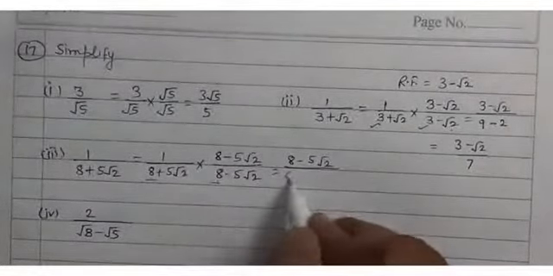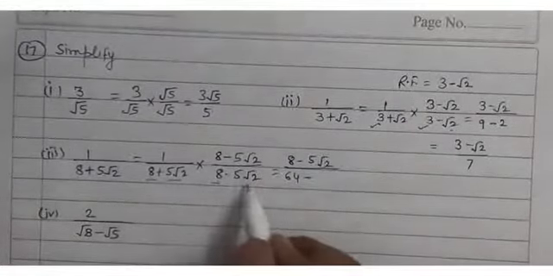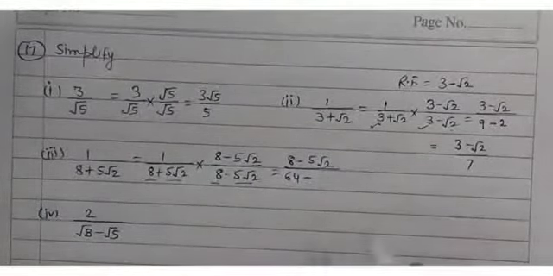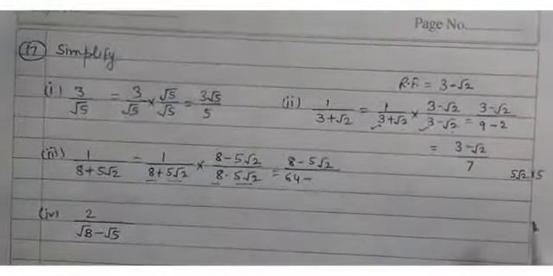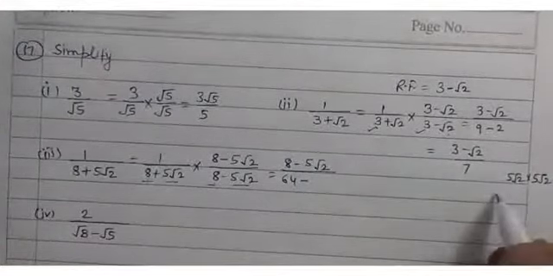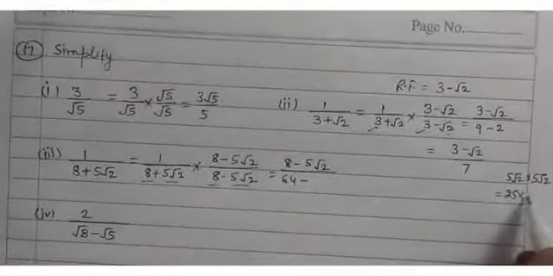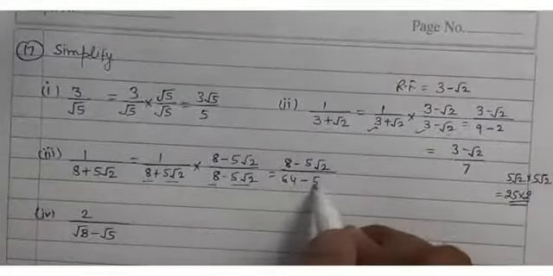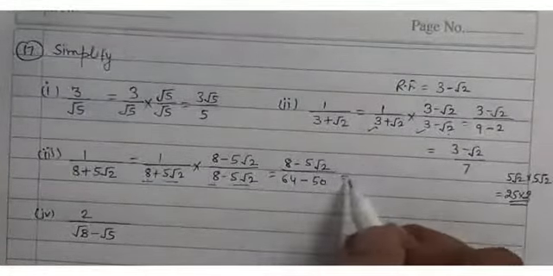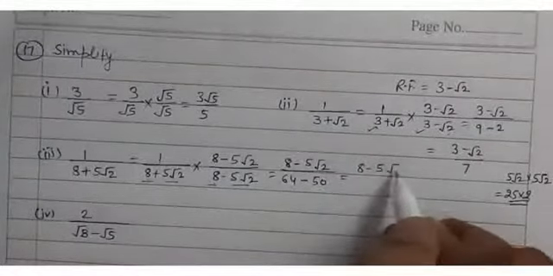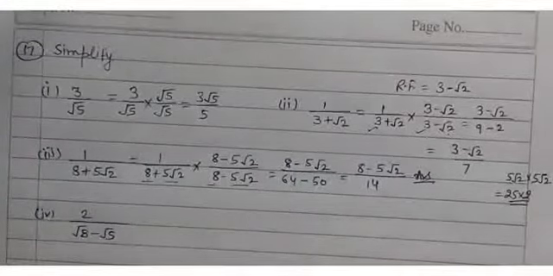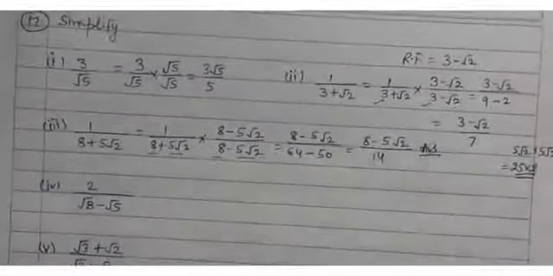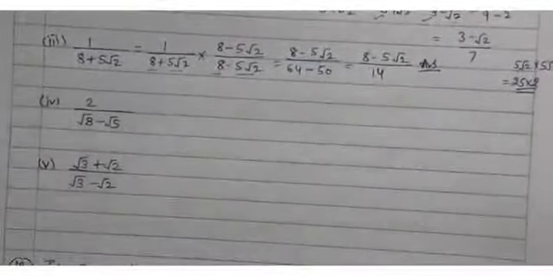So 8 into 8 is 64, and 5 root 2 into 5 root 2, what will be? 5 root 2 into 5 root 2, this is 25. 25 2s are what? 50. Make it 50 here. So 8 minus 5 root 2 upon 14. This is your answer. Next question.